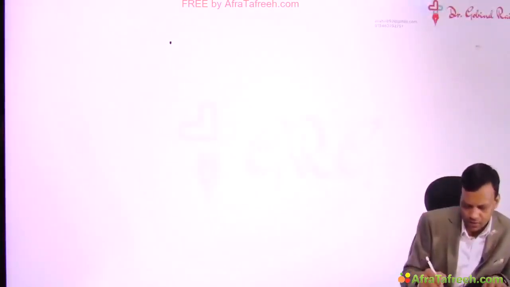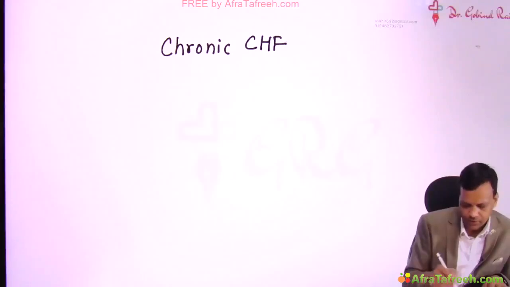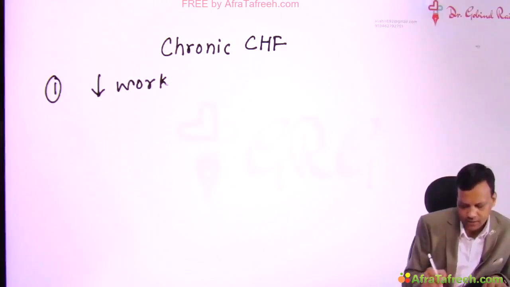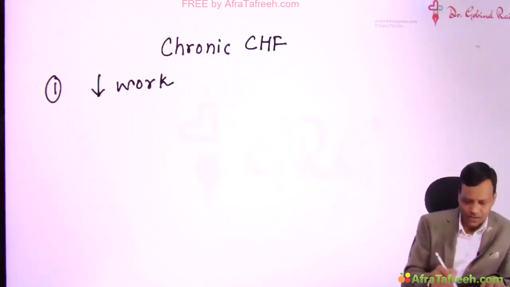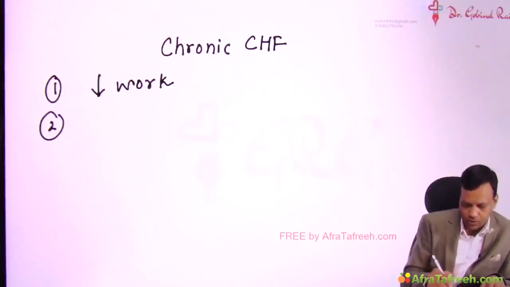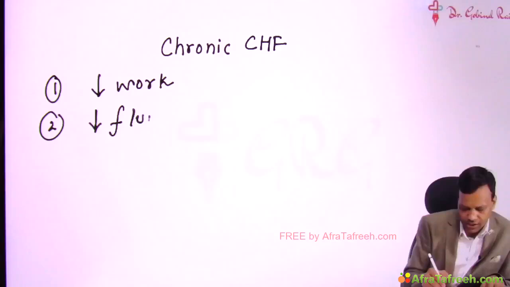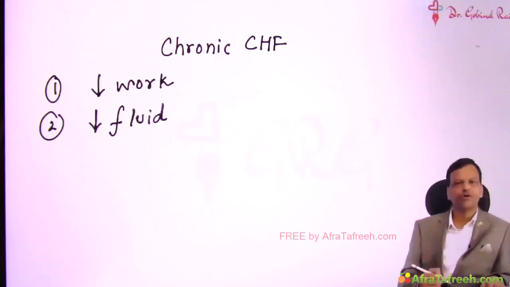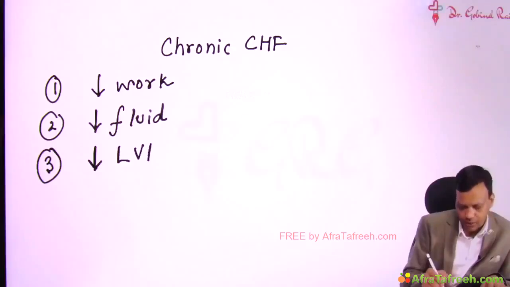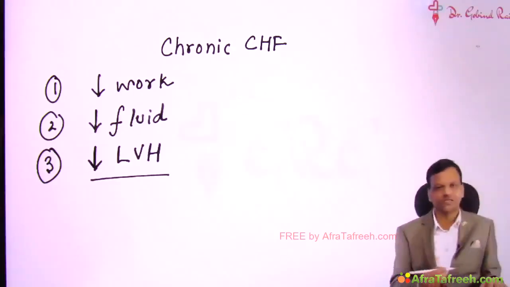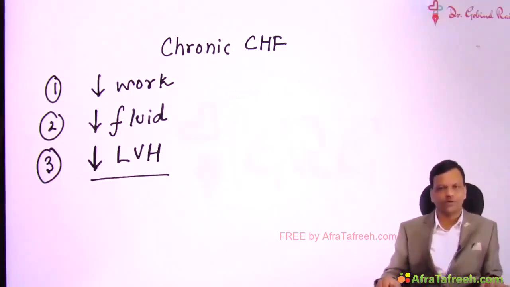Three main aims of treatment in chronic CHF are: first is to reduce the work of heart. We discussed the work has increased. Preload, afterload has increased. So we want to decrease that work. Second aim is to remove the fluid. Because of sodium and water retention, the fluid has accumulated. So we want to remove that fluid. And third and most important aim is to reverse the left ventricular hypertrophy, which results in death of the person. So we want to reverse the left ventricular hypertrophy.